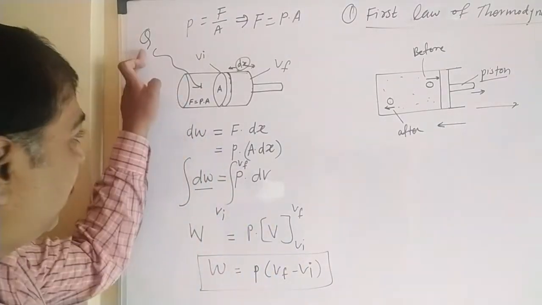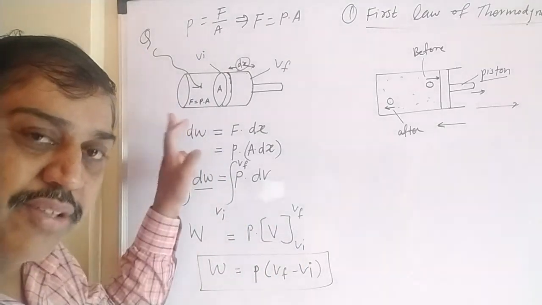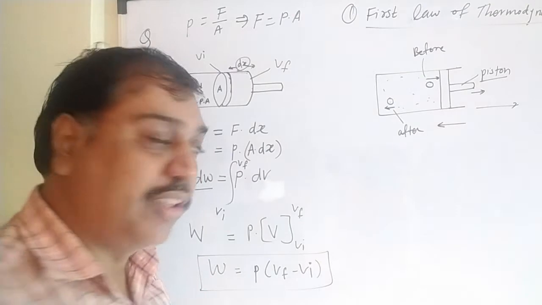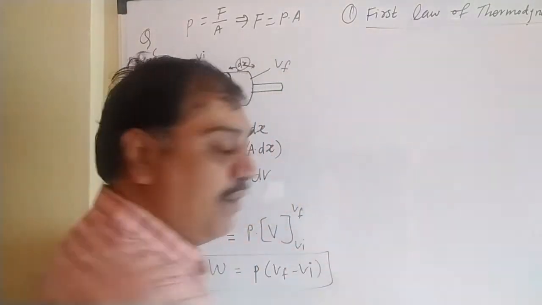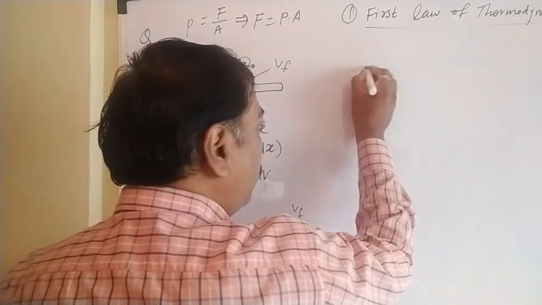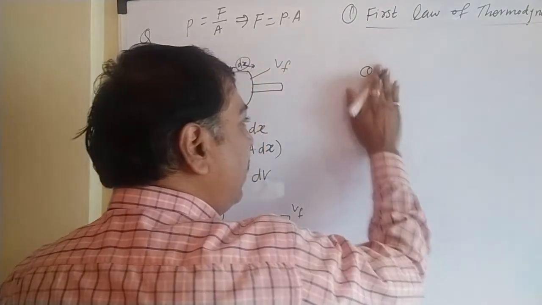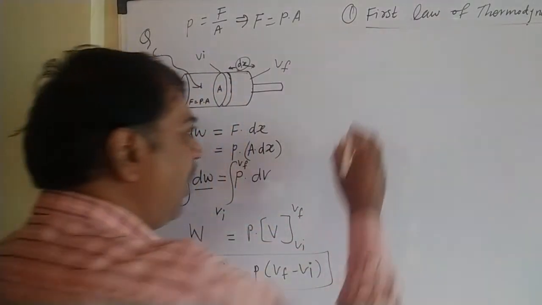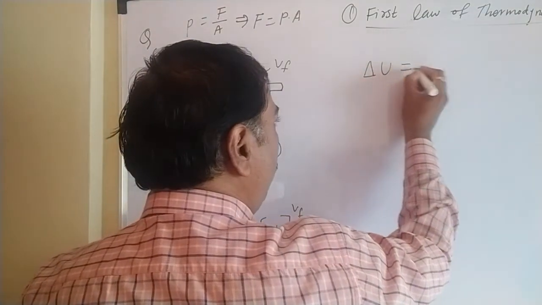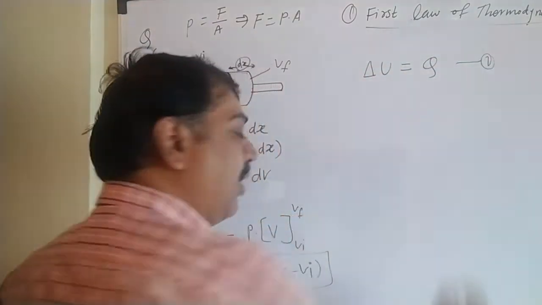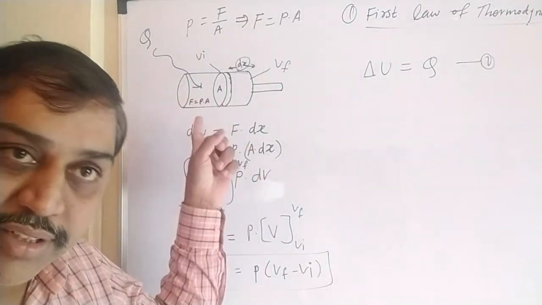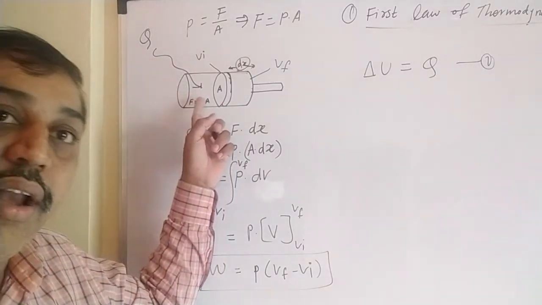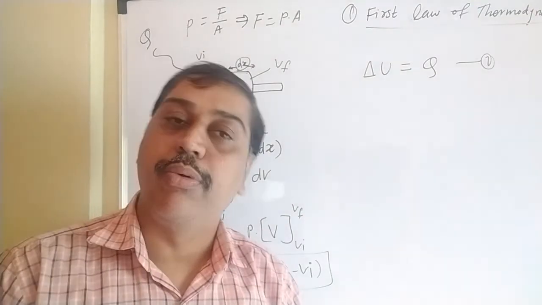Then how is this energy utilized? This amount of energy supplied to the system is used to increase its internal energy. If the internal energy of the system increases, we can write a simple equation: when an amount of energy Q is supplied to the system, it is used to increase the internal energy of the system. We know internal energy is represented by delta U. So you can write delta U equals the amount of energy supplied, that is equation 1. That means if energy is supplied to the system and it does not do any work, then this energy is used to increase the internal energy of the system. So delta U equals Q.